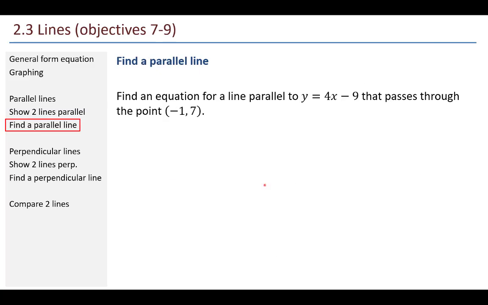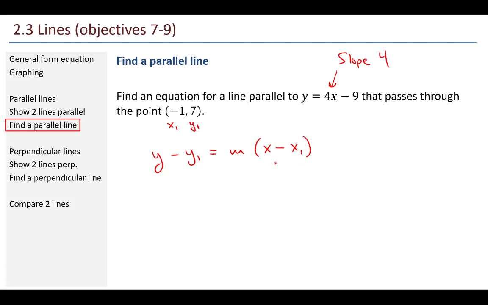Sometimes you see a problem like this. Find an equation for a line parallel to some given line that passes through some given point. To make an equation for a line, I need two pieces of information. I need a slope and a point. So from the line that's already given here, that line has slope 4. So I need to create my own line that has slope 4, but passes through the point negative 1, 7. So this is my x1 and y1. So the point slope formula for the line, y minus y1 equals m, x minus x1.